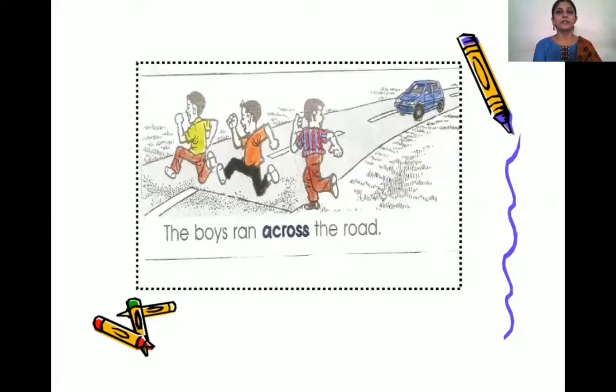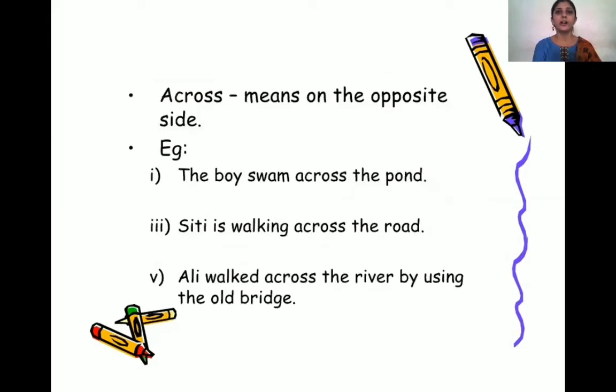And now you can see the picture. A few little boys are crossing the road and you have a car coming. So the boys ran across the road. I had given the earlier example for the river. The bridge is built across the river. If one wants to go from one bank of the river to the other, one has to go across the bridge. Okay, so it is in the sense of moving from one side to the other side, that is across. Across means the opposite side.